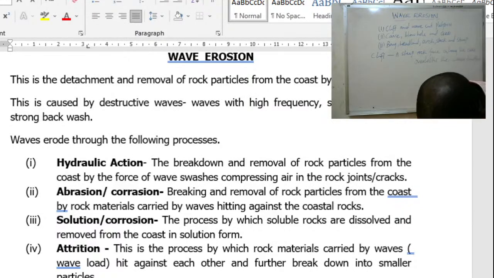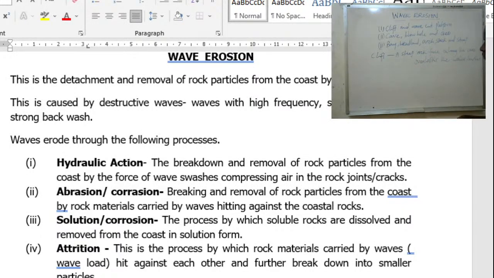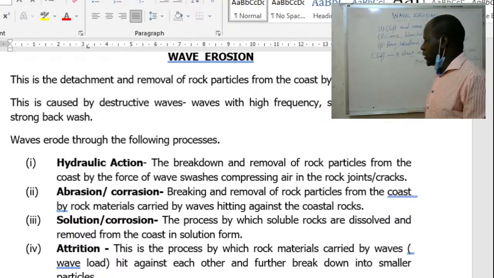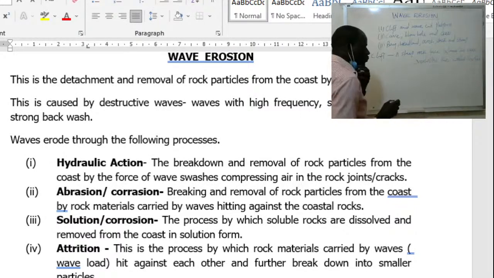How does this cliff form? In simple terms, all these landforms are formed as a result of wave erosion. So it is because of wave erosion along the coast that we shall have a cliff forming. But how does it form? Along the coast, waves may erode through. There's one thing that we omitted, and I beg that we first quickly mention this aspect, wave erosion. It is good to capture it within the notes.